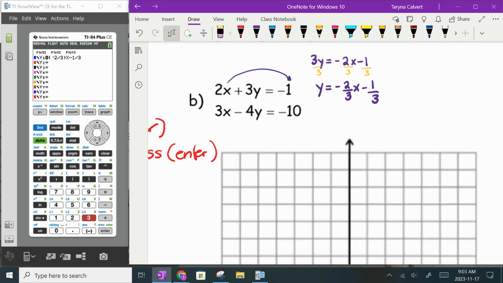So our second one, I'm going to move the 3x over. So I'm going to have a minus 4y equals negative 3x minus 10. Again, as soon as we move something over the equal sign, to get rid of a plus 3x, I have to minus 3x from both sides. So the last step, I'm going to divide everything by negative 4.